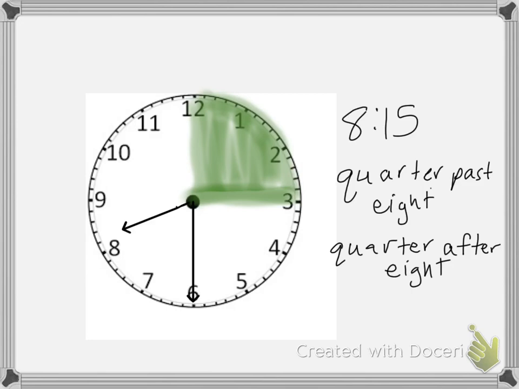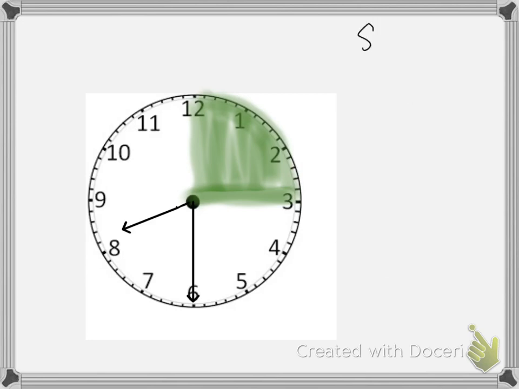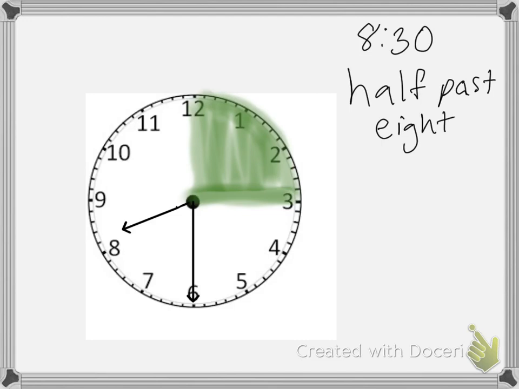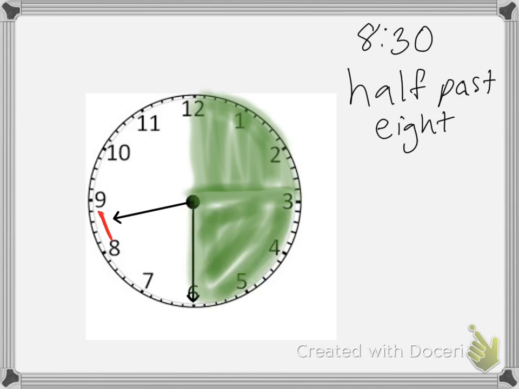Now the time is shown as 8:30. Another way to say this would be half past 8. When the minute hand has moved halfway around the clock, the hour hand is halfway between the 8 and the 9. Okay? And it is halfway, and I've gone halfway around my circle. There's another half.